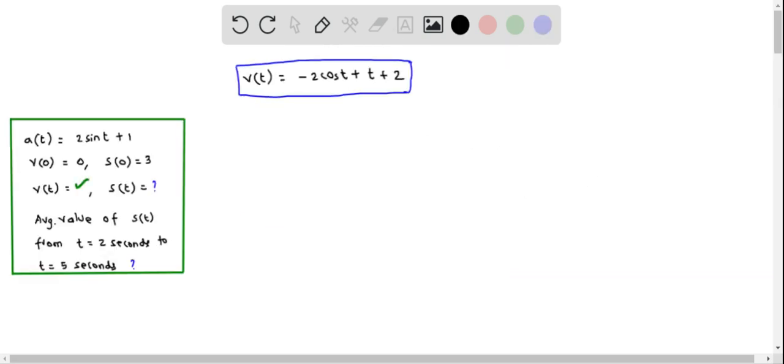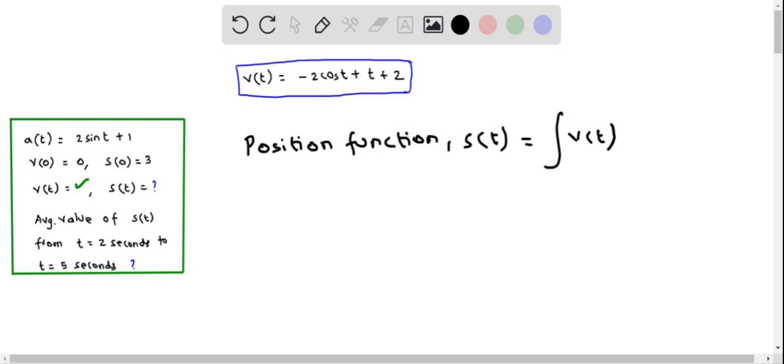Now we determine the position function. So we write position function s of t. This basically is the antiderivative of the velocity function v of t. So let's determine this integral. Replace v of t by the velocity function, that is the integral of negative 2 cosine t plus t plus 2 dt.